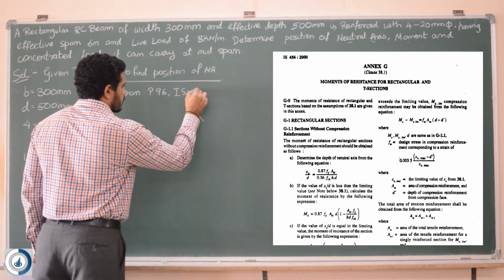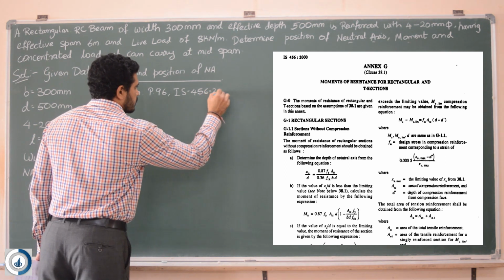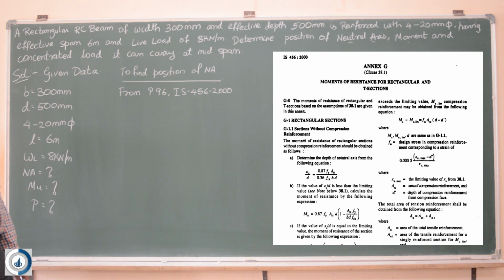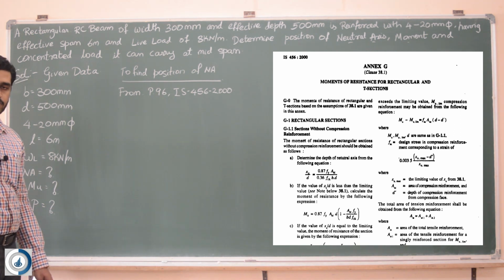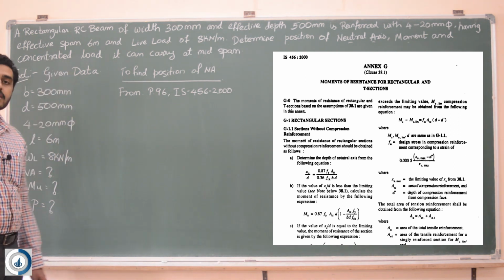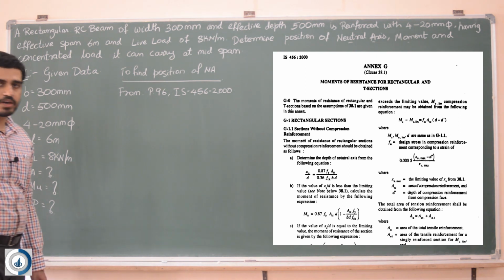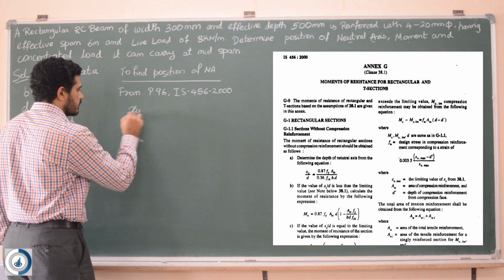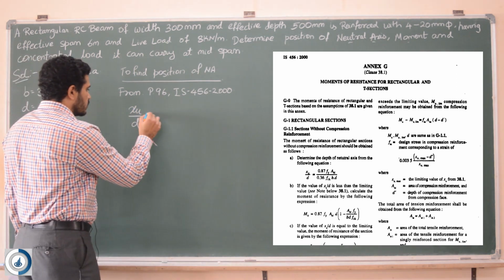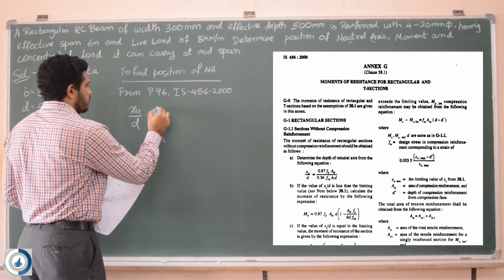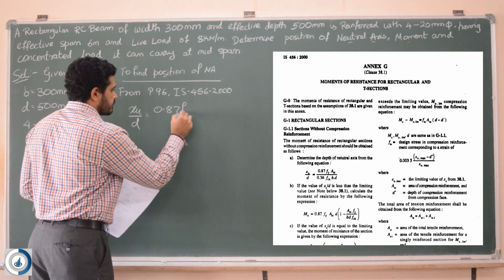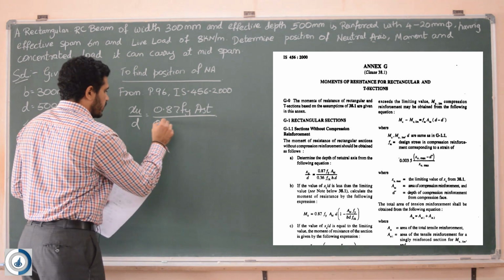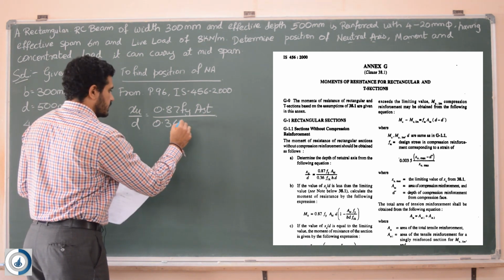IS 456 2000, there is one formula for sections without compression reinforcement on page number 96. The first formula you have to use is XU by D, which is equal to 0.87 Fy AST divided by 0.36 FCK BD.